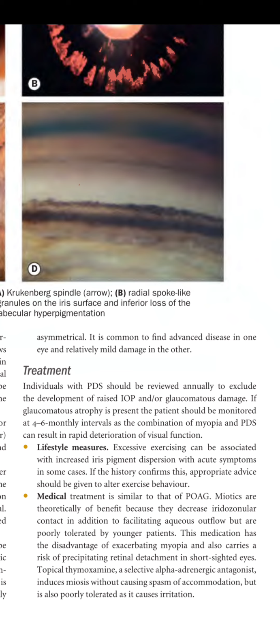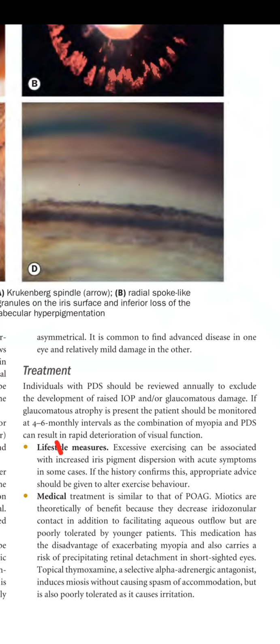Miotics are theoretically of benefit because they decrease iridozonular contact in addition to facilitating aqueous outflow, but are poorly tolerated by younger patients. This medication has the disadvantage of exacerbating myopia and also carries a risk of precipitating retinal detachment in short-sighted eyes. Topical thymoxamine, a selective alpha adrenergic antagonist, induces miosis without causing spasm of accommodation, but is poorly tolerated as it causes irritation.